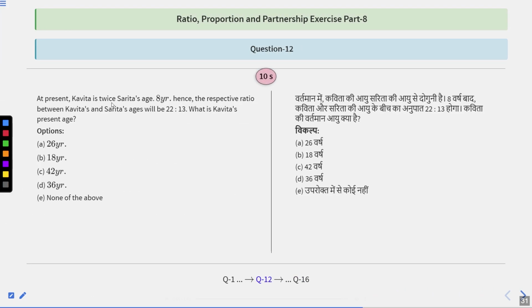At present, Kavita is twice Sarita's age. 8 years hence, the respective ratio between Kavita's and Sarita's age will be 22:13. What is Kavita's present age? You have 5 options and 10 seconds to analyze the question. Your time starts now.